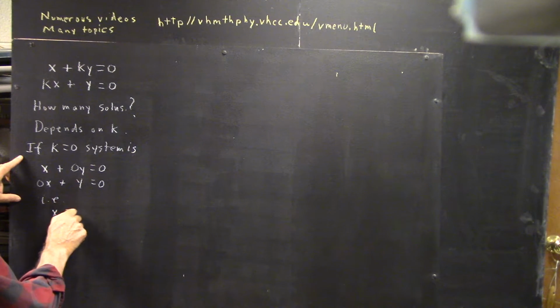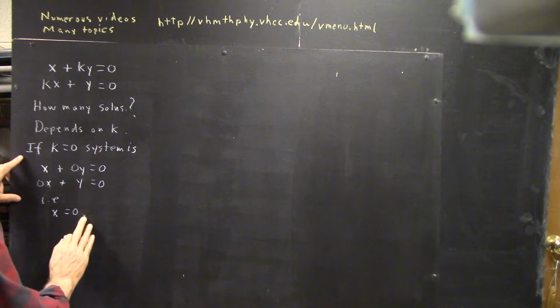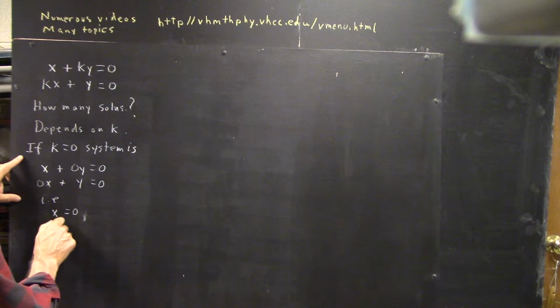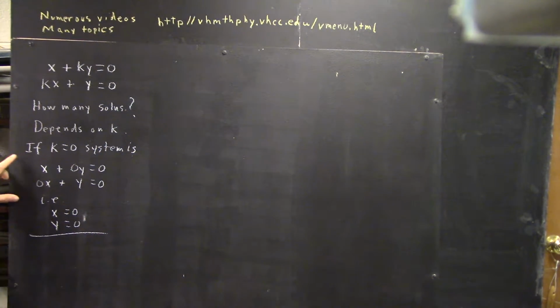Just x equals 0, and y equals 0. So that's easy. Now what if k equals 3?